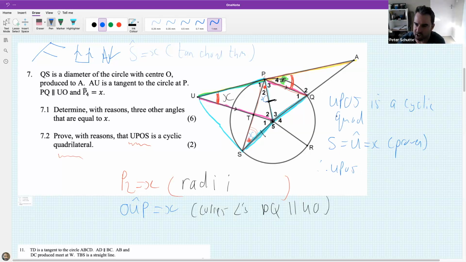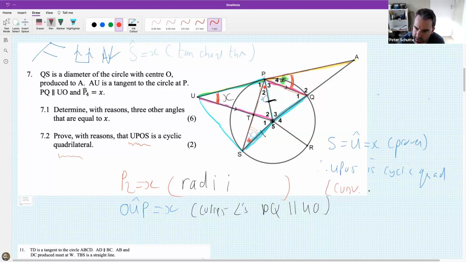And the reason, so I suppose I can, let me remove this. I would normally say the angles I'm talking about. So UPOS is cyclic quad. And the reason is converse angles in same segment. So we're showing that the angles are equal in the butterfly, and therefore it must be a cyclic quad. And so the key thing is to recognize that this angle over here and this angle over here are the same. So it's converse angles in the same segment to prove it's a cyclic quad.